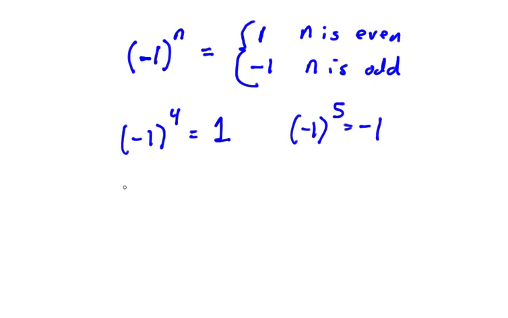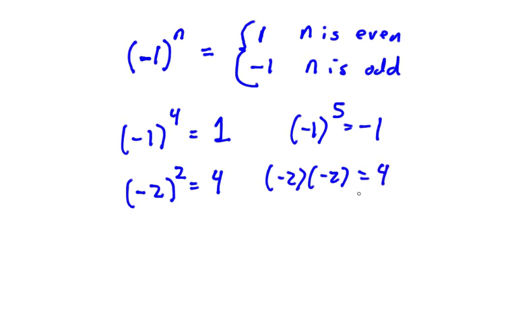Now it doesn't have to be negative 1. It could be anything, like, let's say negative 2. So negative 2 to the power of 2 would give me positive 4. It would basically be negative 2 times negative 2, and negative times negative is positive, so we get positive 4.